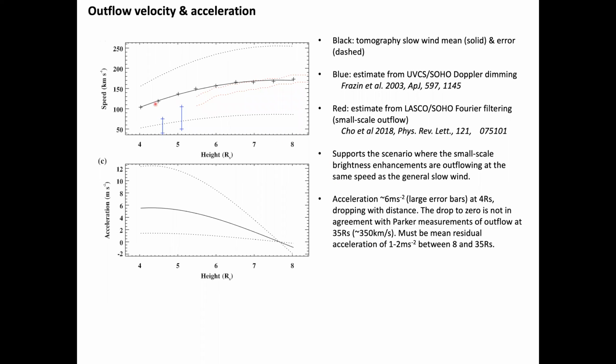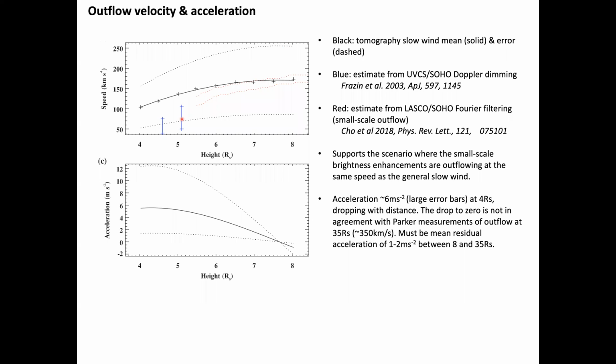So the solid black line here shows the mean velocity from the tomography for these dates. And we've got large errors, and these errors are due to the variance of the mass flux measured by Parker Solar Probe over this period, plus the variance of densities within the tomography maps, plus other errors.